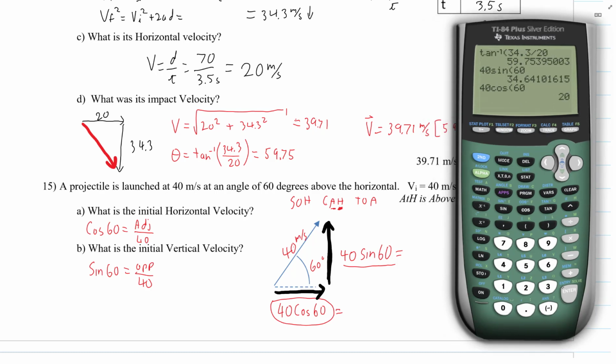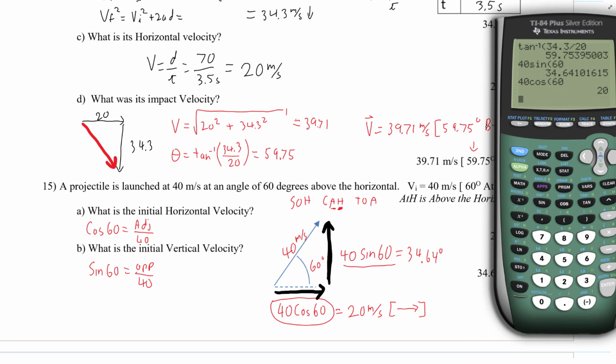Okay, and this is exactly 20 meters per second, and that will be horizontally. And this will be 34.64, excuse me, meters per second, not degrees, and that will be straight up.